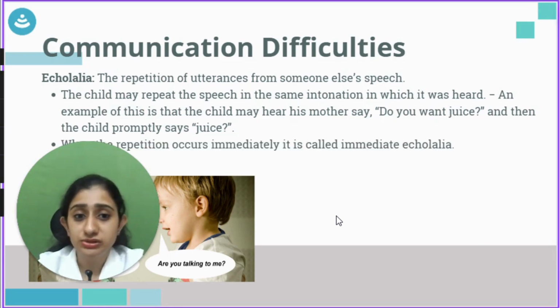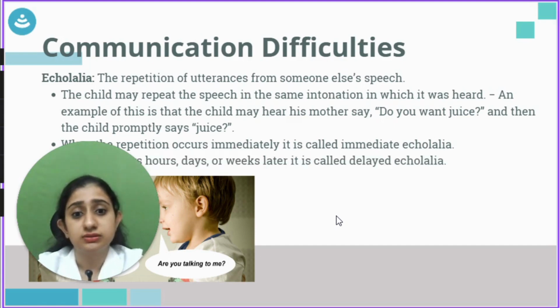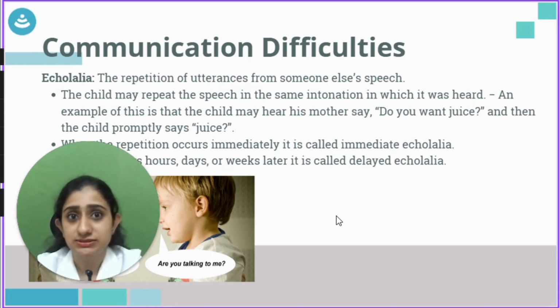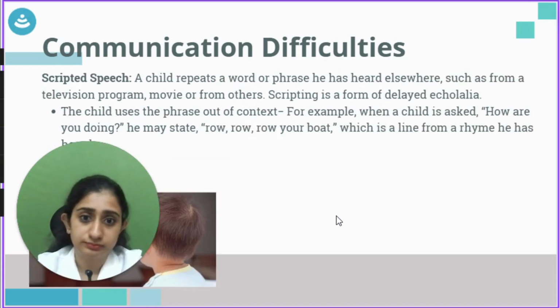So when the repetition occurs immediately, it is called immediate echolalia, and sometimes it can occur after hours, days, weeks later. So that is called delayed echolalia.